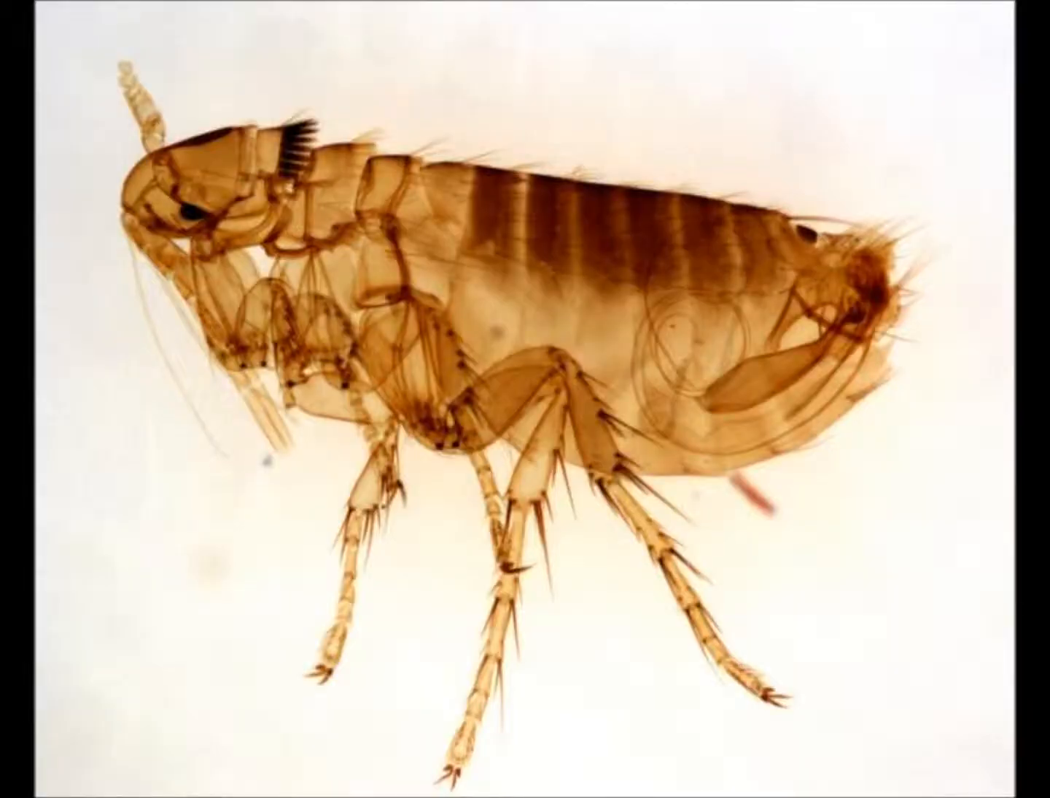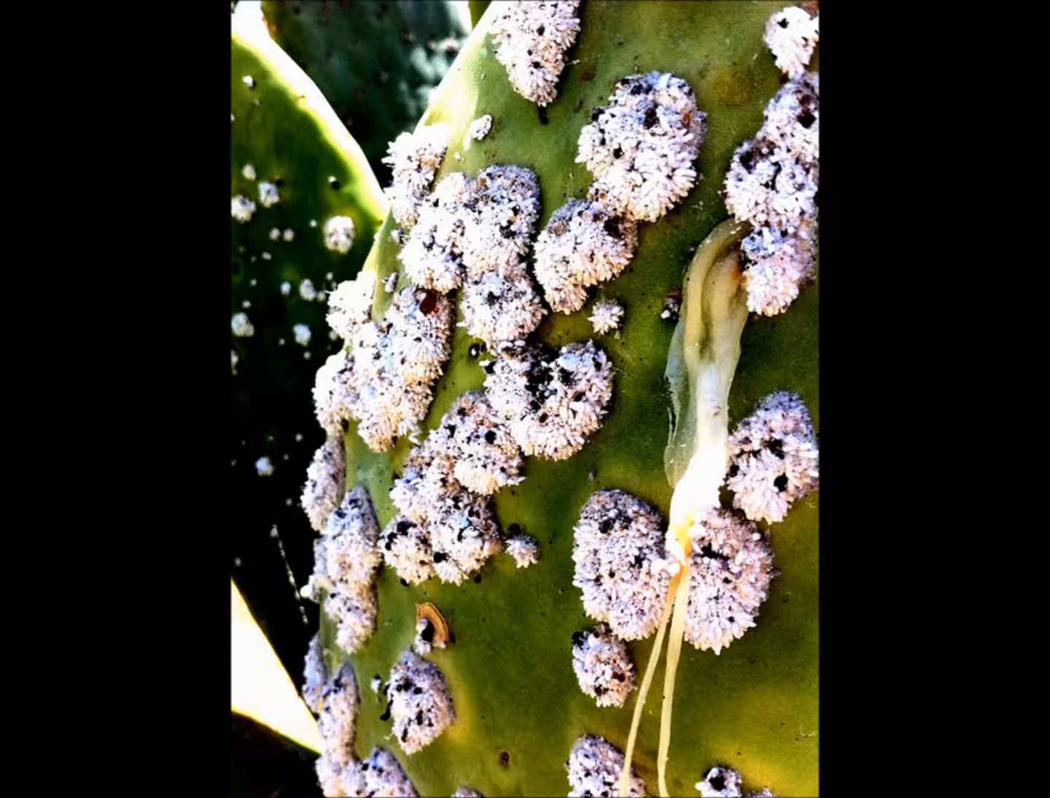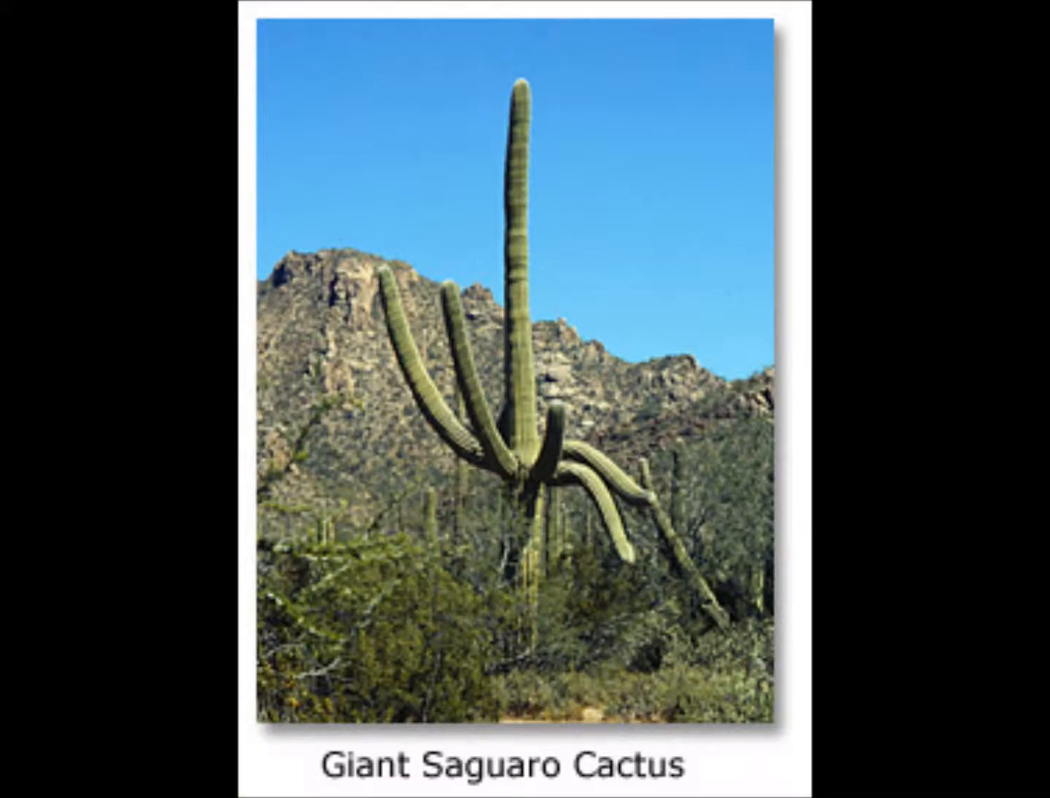In the desert, symbiosis is very common between many animals, such as fleas drinking coyotes' blood. An example of mutualism is the owls resting and building homes in the cacti. Oftentimes, there are parasites in many of the cactuses in the desert. An example of commensalism is a hawk building its nest on a saguaro cactus.